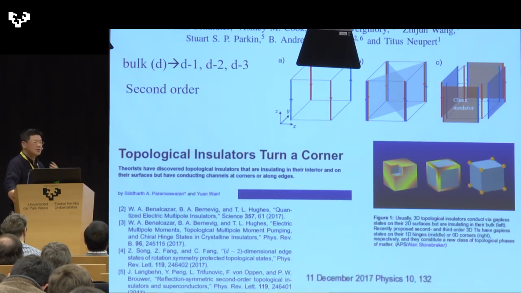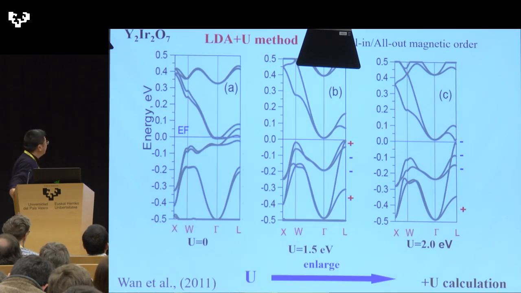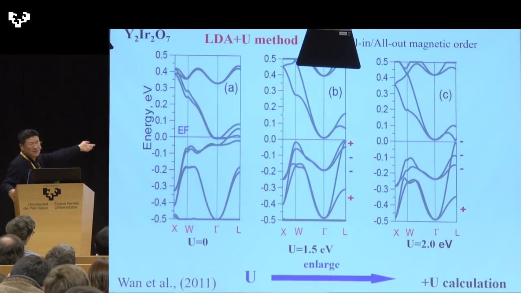So a topological insulator by definition should be insulating, right? And it's also possible for metals. Almost 10 years ago, I was working on these materials with a complicated magnetic structure, and I figured out the magnetic order for these materials. What we were doing was LDA plus U, and of course we need to change the U a little bit. If U equals 0, this material is a metal. If U equals 1.5, you can see it's insulating, right?